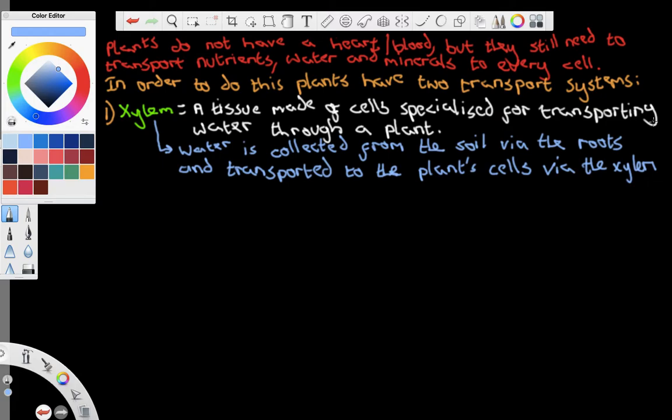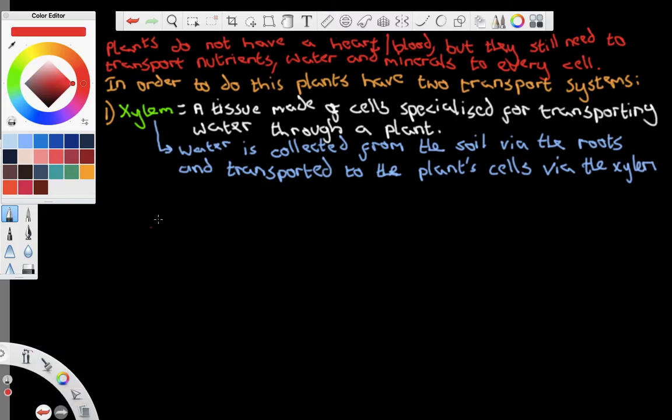Now there's an important point I want to add here, and this is the first time I've ever mentioned it with a class, but it seems to be a misconception that everybody mentions year on year. The leaf of a plant does not absorb water. The only part of a plant that can absorb water is the roots, okay?